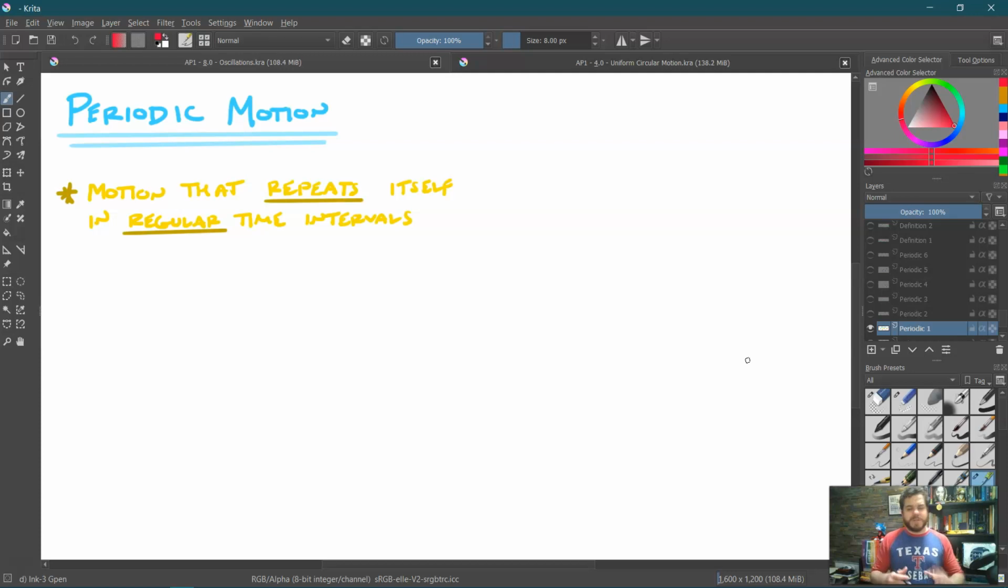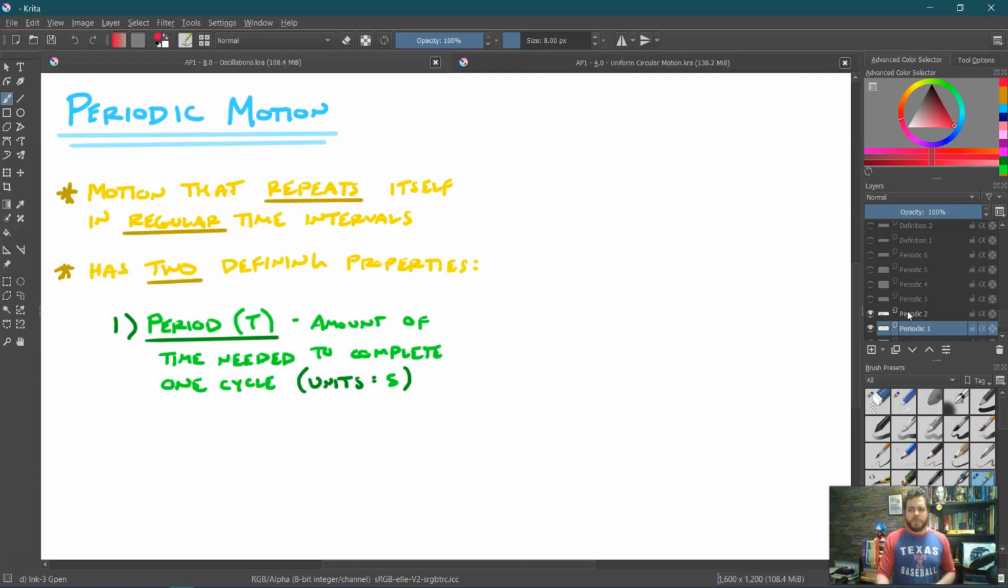Now, periodic motion has two defining characteristics, the first of which is the period, which we abbreviate with a capital T for time, for instance. And it is the amount of time necessary to complete a single cycle. And the units we typically use for that are seconds, because it is a length of time.